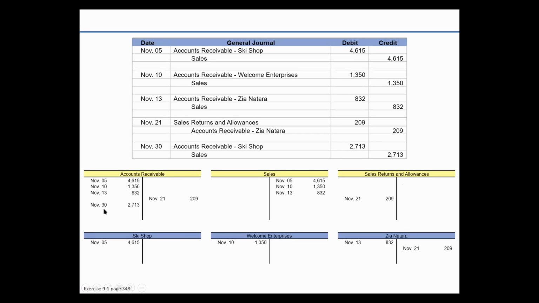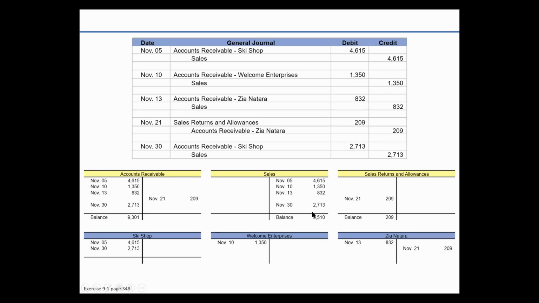And then we have, again, a sale for the ski shop, $2,713. So again, debit to accounts receivable, debit to ski shop, and then credit to the sales. And then we can go ahead and total each one of these up. Okay, because again, you add up all of these, subtract this. That's how you're going to get it. So you're going to add up all your debits, subtract the credit. That'll get your balance. Again, these you just add them up and carry them down. And then for Zia Natura, you take the original owing balance of the sale, $832, subtract $209, you're going to get your debit balance for what they owe.